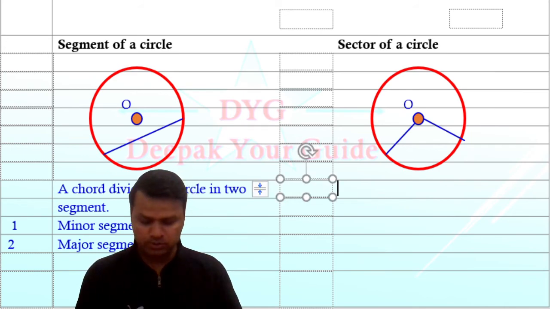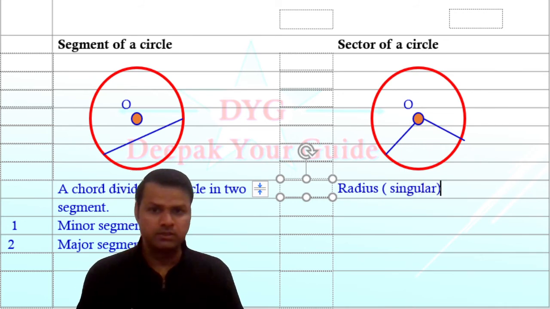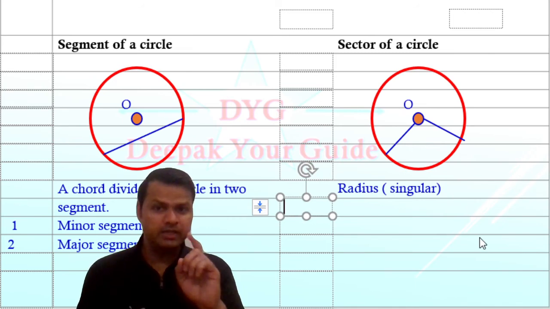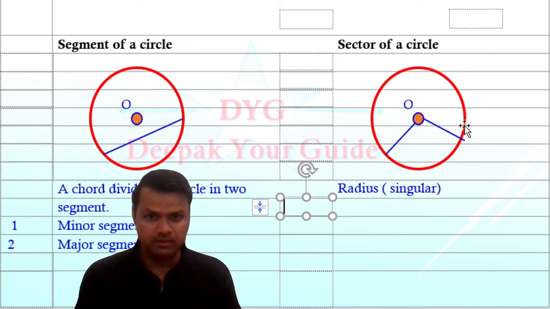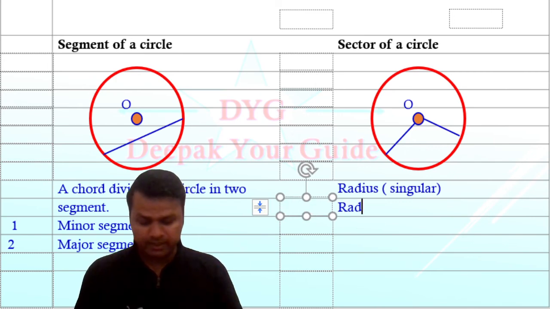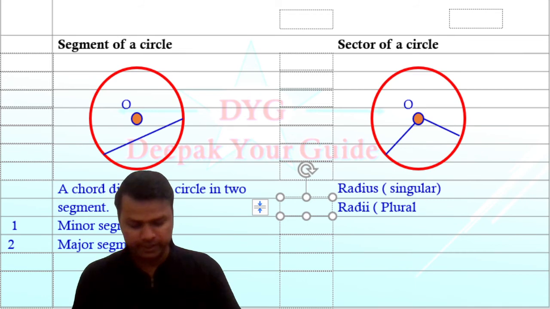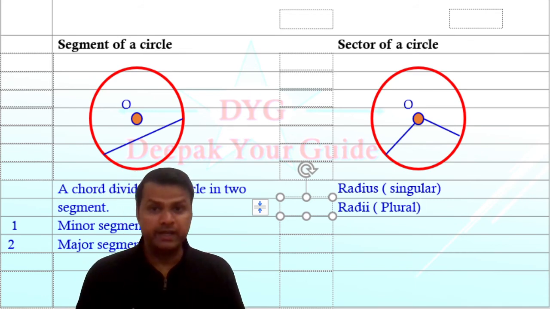So understand this also. Radius is singular, like in English we have singular and plural. More than one, singular is one. So when we have only one radius, one this length, fixed distance, we call this radius. But when we have more than one, that means plural, multiple, then we call it radii. This is the radii. So remember this, radius and radii.